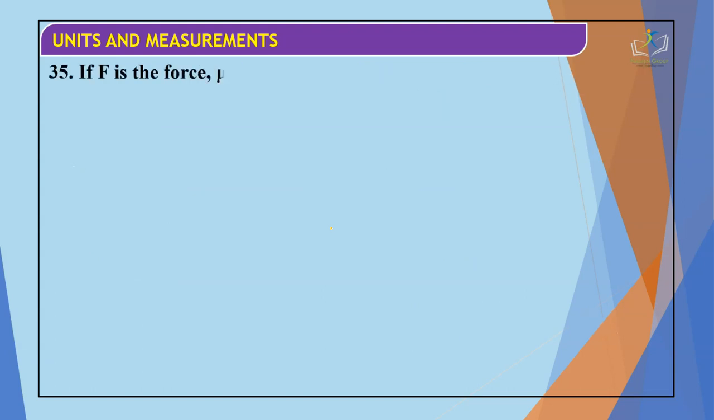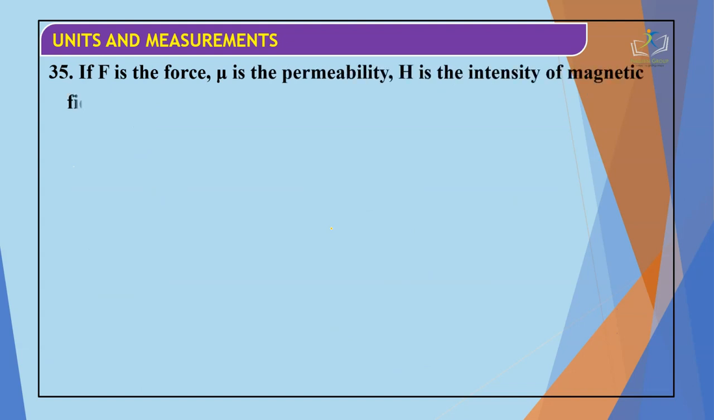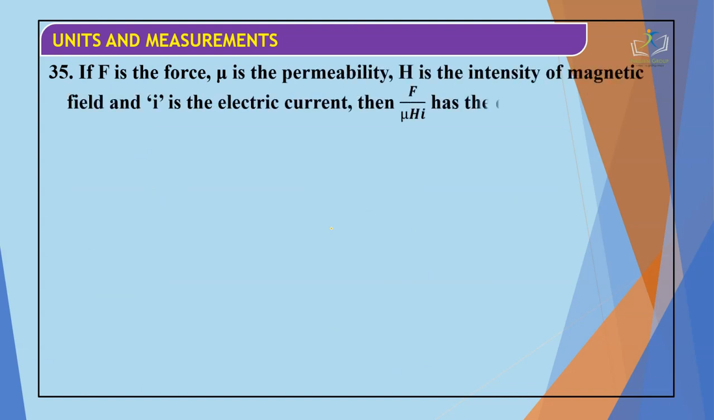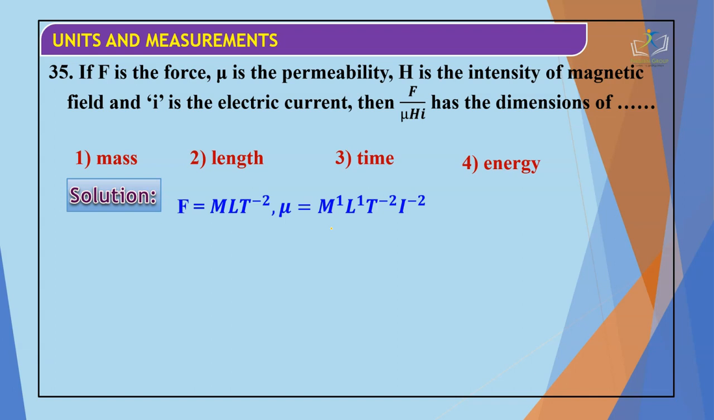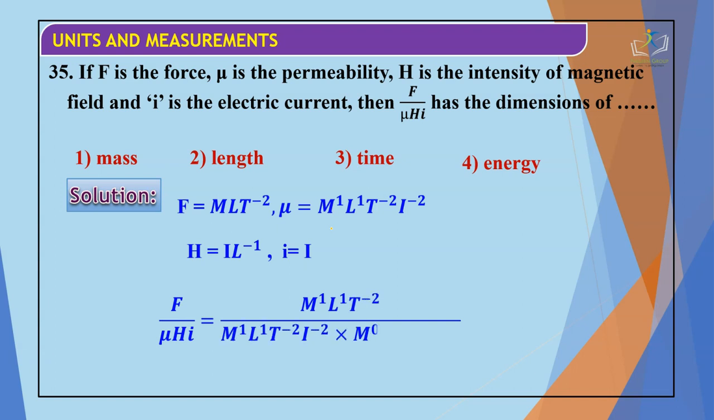Moving ahead, if F is the force, mu the permeability, H the intensity of magnetic field, and I the electric current, then F by mu H I has the dimensions of mass, length, time, or energy. So we have the solution: F is equal to M L T minus 2, mu is M L T minus 2 I minus 2, and H is I L minus 1. So again we just put in all the dimensions, do a little bit of solution, and get the result as length. So the correct answer is length.